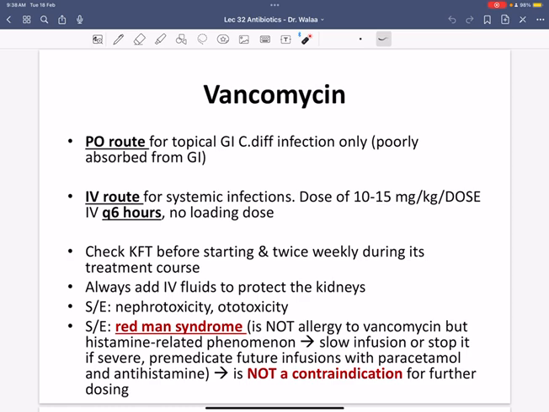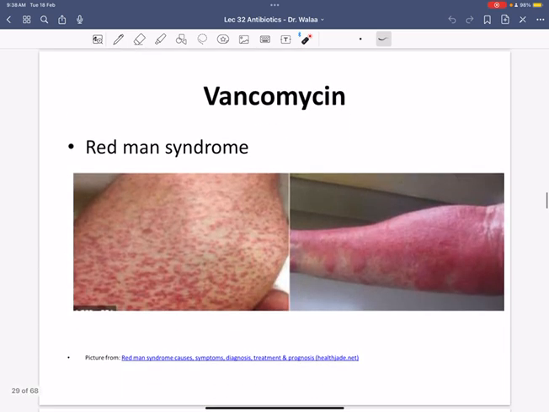So if anyone develops red man syndrome, this is not a contraindication to give subsequent doses, but we give instructions to the nurses that the drip or the infusion has to go really slowly, and sometimes we need to pre-medicate the patient with antihistamines before the dose of vancomycin. This is how red man syndrome looks. It mimics drug reactions that we see with other drug groups like penicillins.